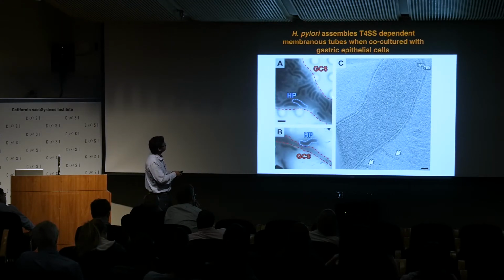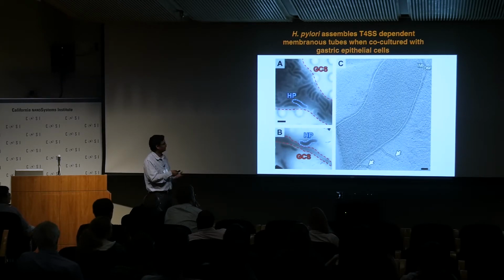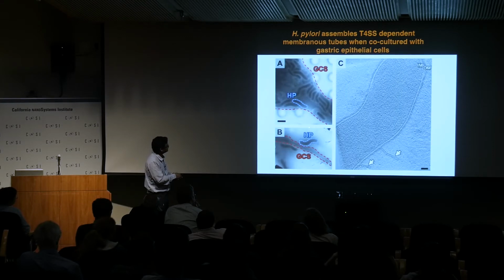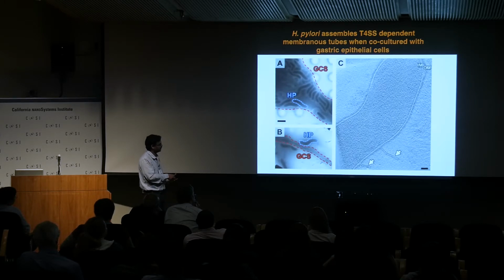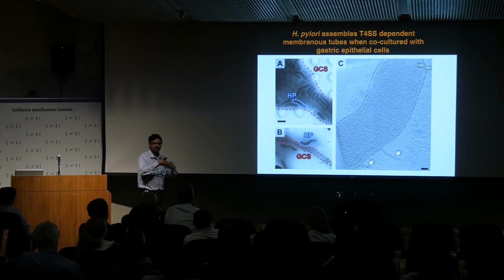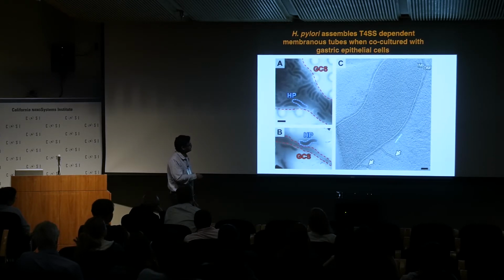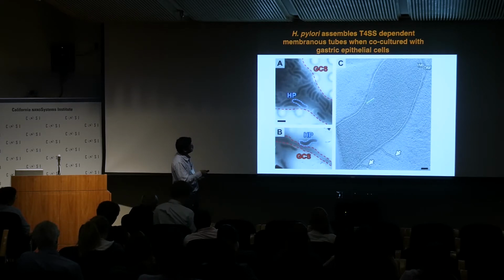So what we did is we just grew gastric epithelial cells on EM grids and infected these cells with Helicobacter pylori cells. So this is the edge of one gastric epithelial cell, and then this is a Helicobacter pylori cell which is interacting here. So we collected tomograms of many such interfaces where the bacteria was really interacting with the eukaryotic cell. This is one such section from one such tomogram.